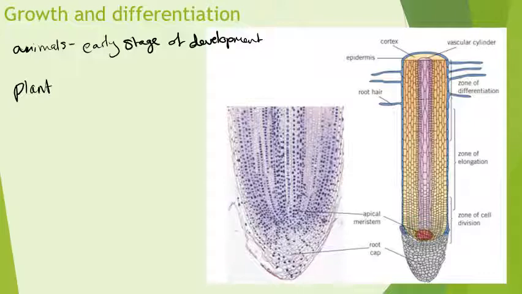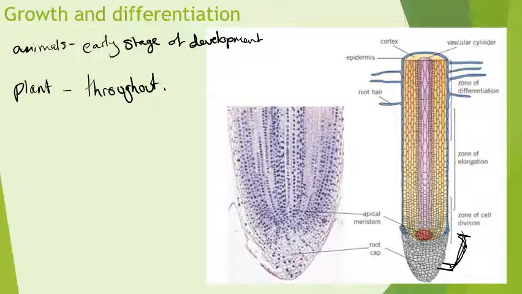Plants, many types of cell, have the ability to differentiate throughout life. It doesn't stop at the point of birth as with animals. That differentiation mainly happens in root tips and in meristems, and you can see here an example on the diagram of a root tip, where mitosis and growth continue throughout the life of the plant.